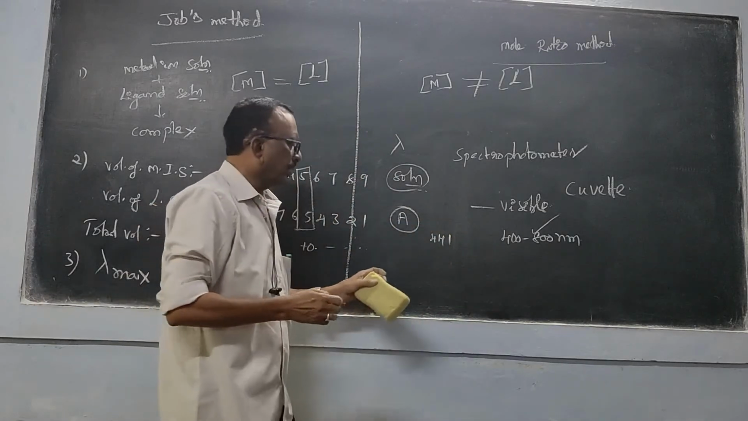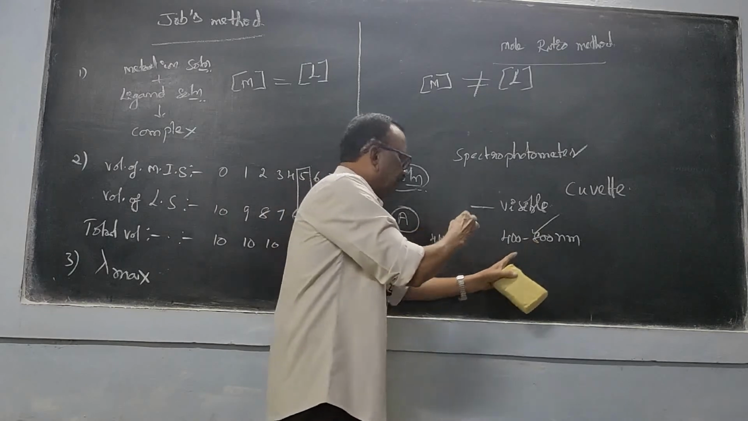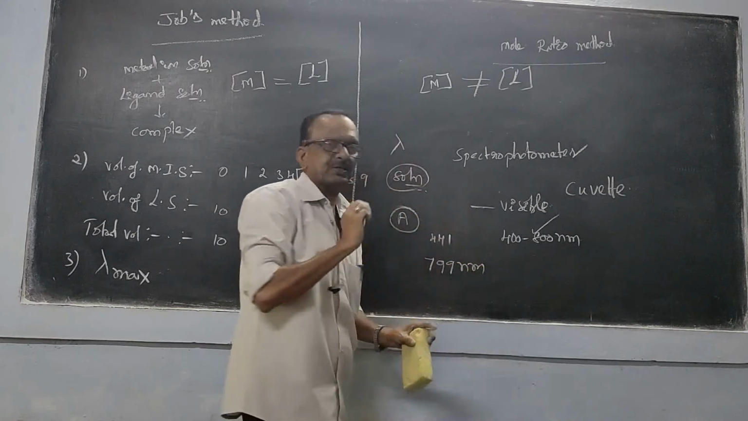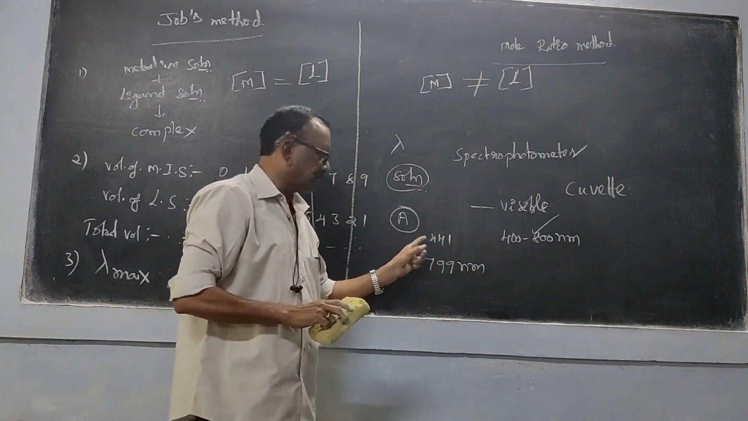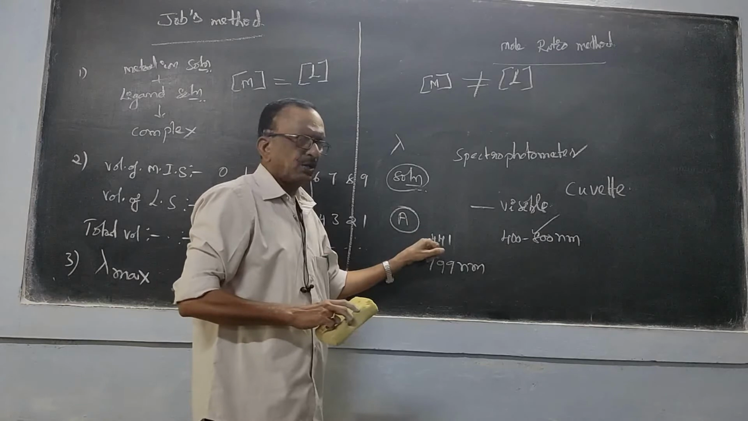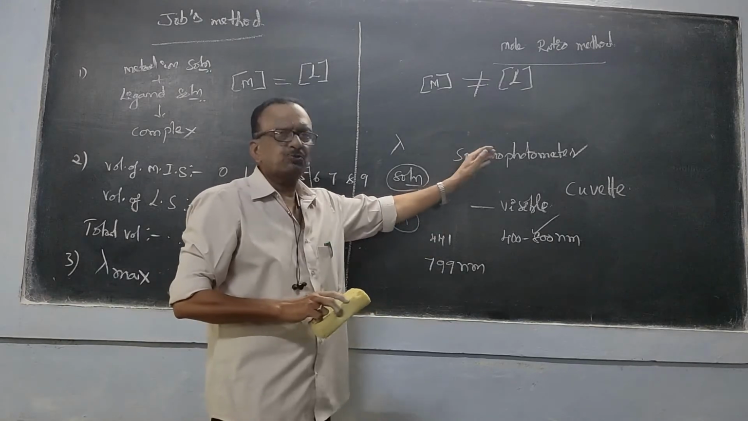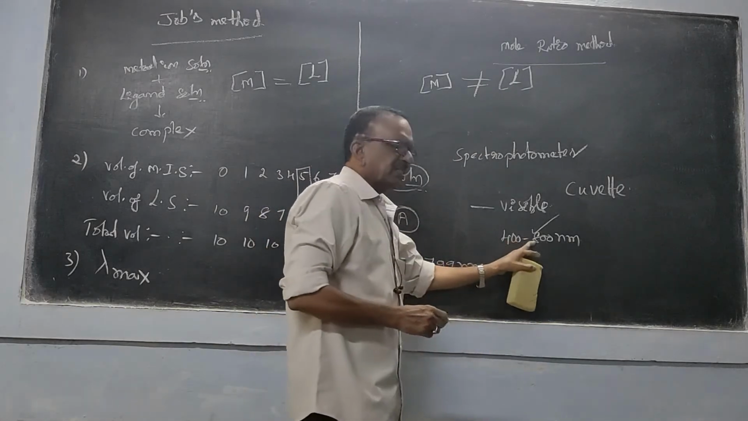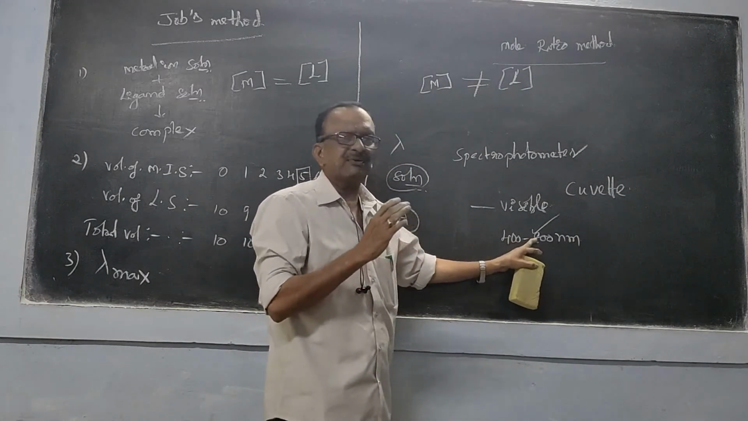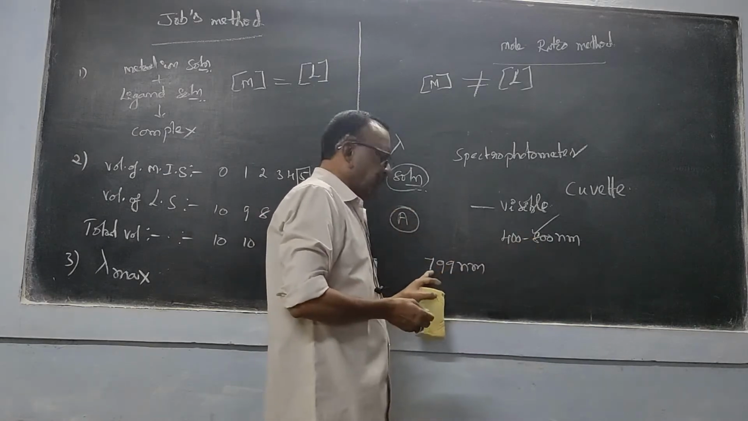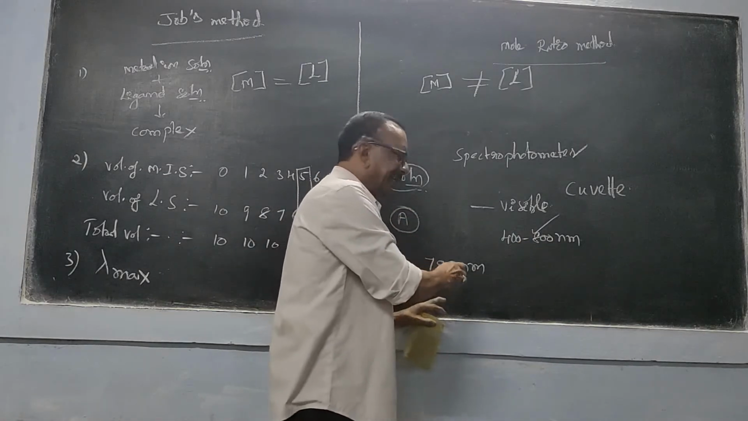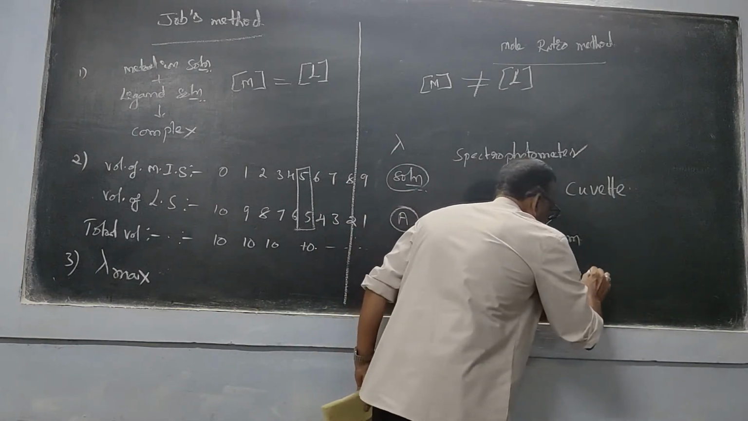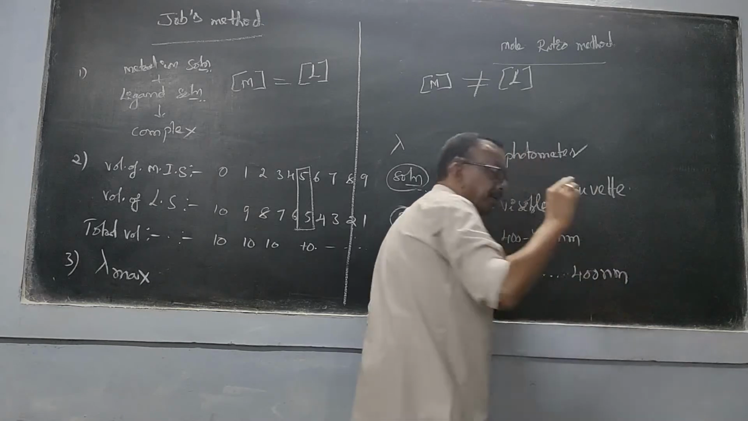Next, the wavelength of light must be 799 nanometers. Then what is the absorbance? This reading we can get directly from the spectrophotometer. So like that, first we started with light of wavelength 800 nanometers, then we proceed with 799, then 798. Like that, we have to move up to 400 nanometers.